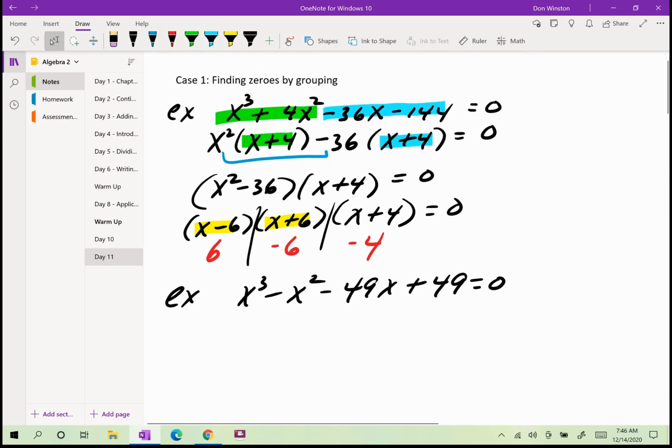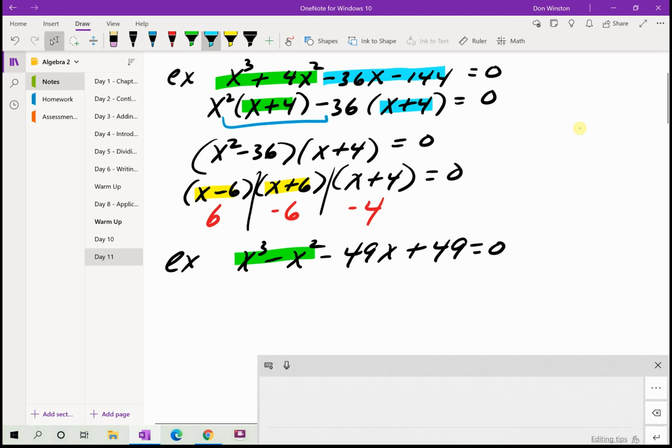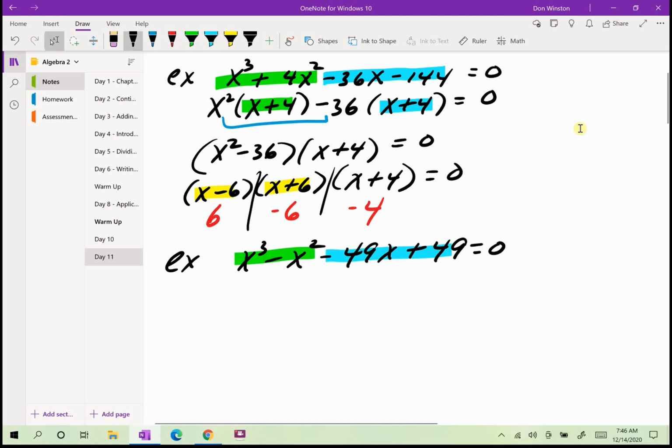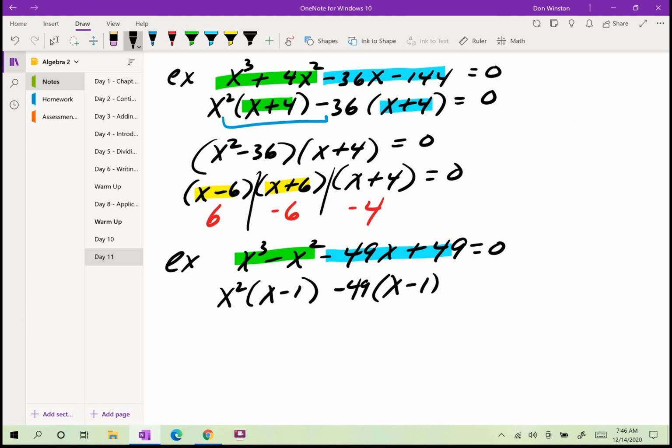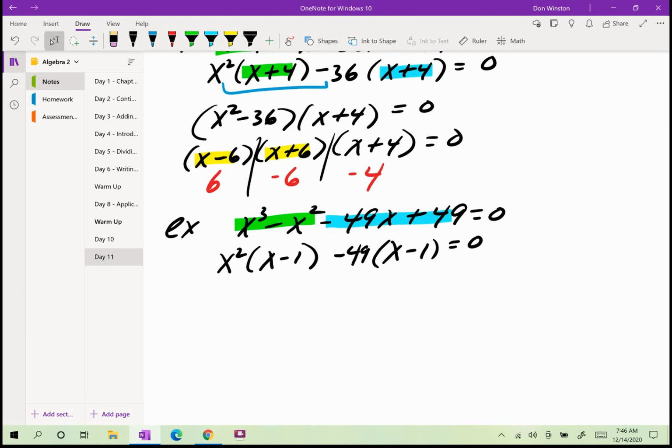So I want you to pause the video and then try the next one. X cubed minus x squared minus 49x plus 49. So pause the video and try that. So again, I have to treat that as a group and that as a group. I will factor out x squared. That will leave me with x minus 1. And there's my hint for how to factor the other group, x minus 1. So I have to multiply x minus 1 by a negative 49. And that will give me negative 49x plus 49, and that's what I started with.